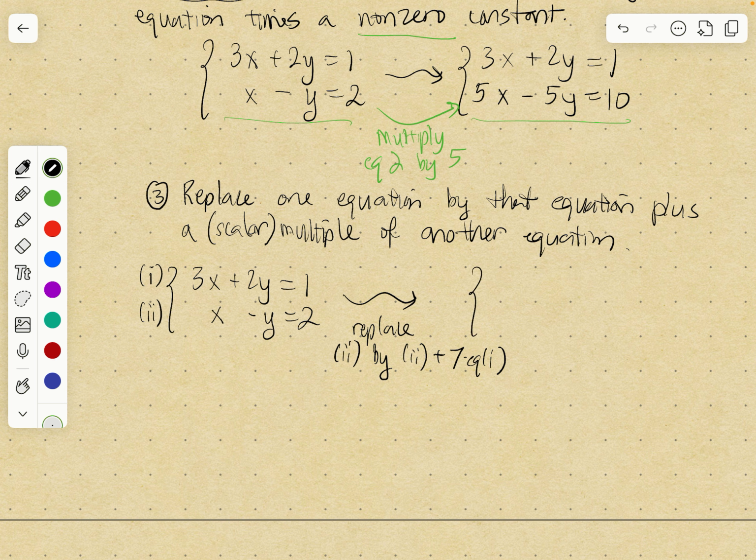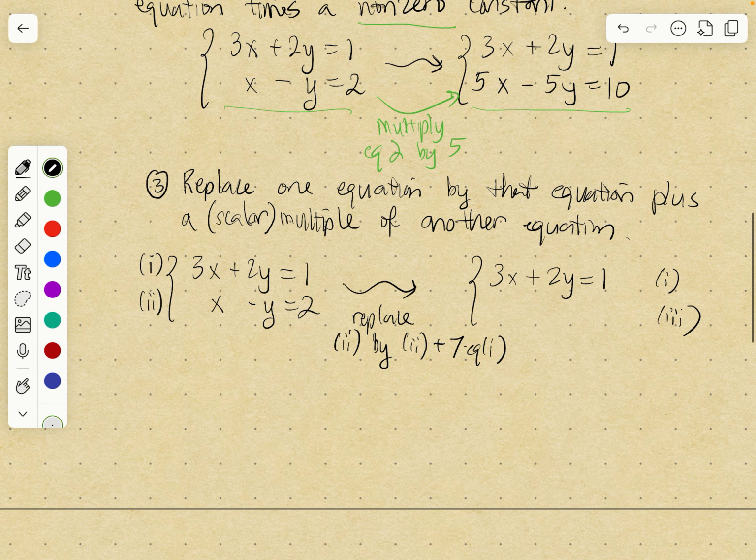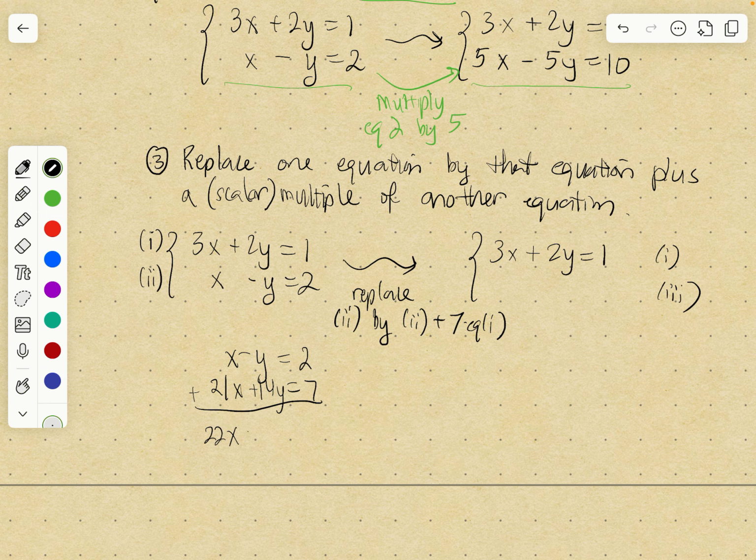Well, what will that give me? I will keep equation 1 the same, so I'll get equation 1 again, but then I'll have an equation 3, which is x minus y equals 2, and then I add 7 times equation 1. 7 times equation 1 is 21x plus 14y equals 7. And if I add them, I get 22x plus 10y equals 9. So I'll get this equation 3, 22x plus 10y equals 9.